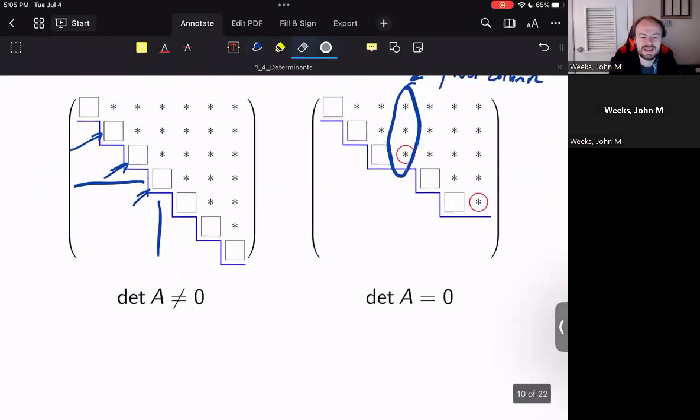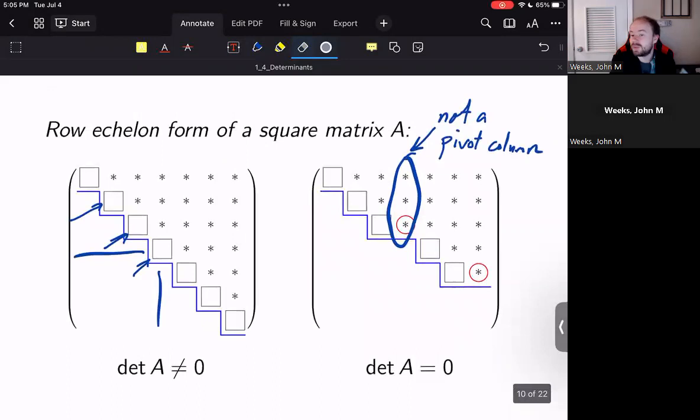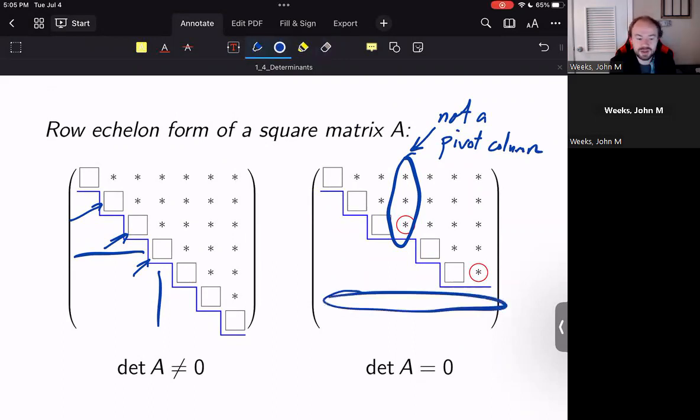Just saying real quick here that these are examples of things where the determinant of A is non-zero. That's where everything is a pivot column. That is an invertible matrix, versus one with a 0 row in it, which we know will have a determinant of 0.